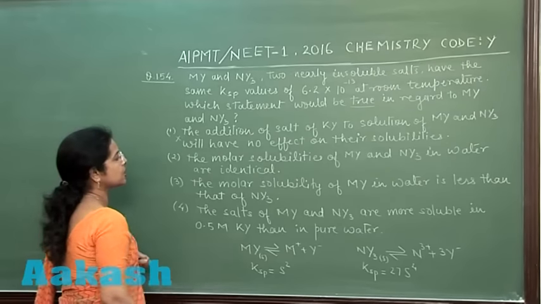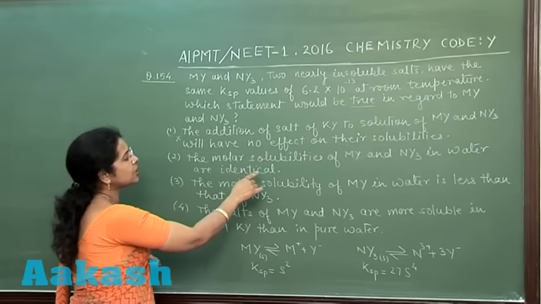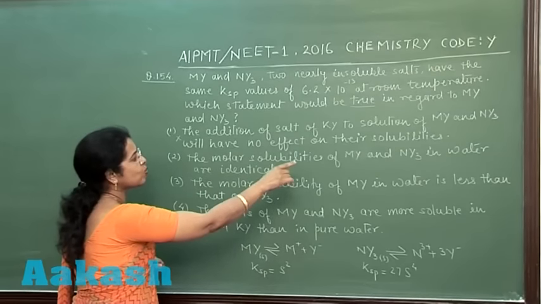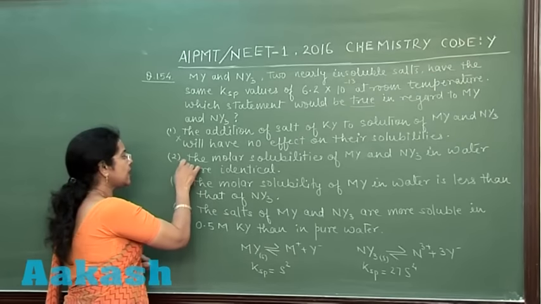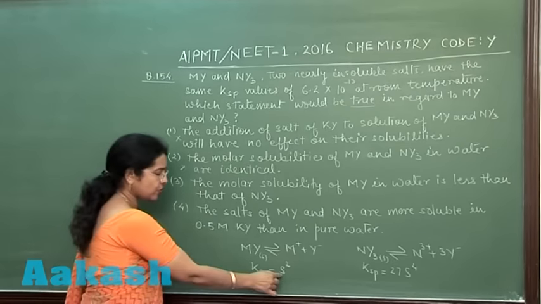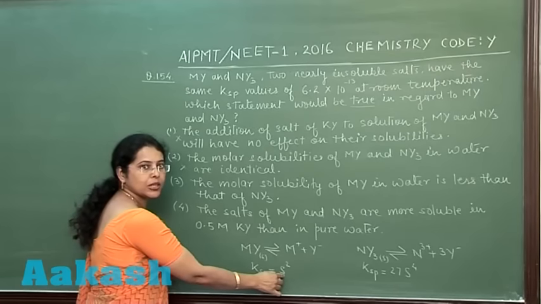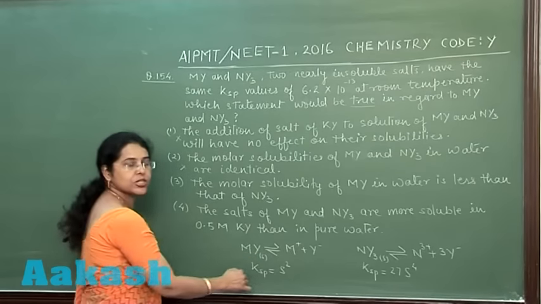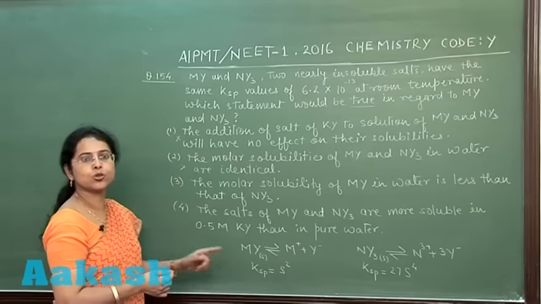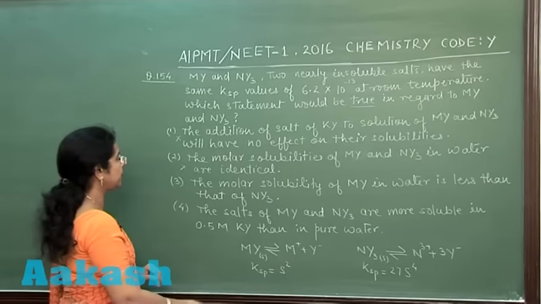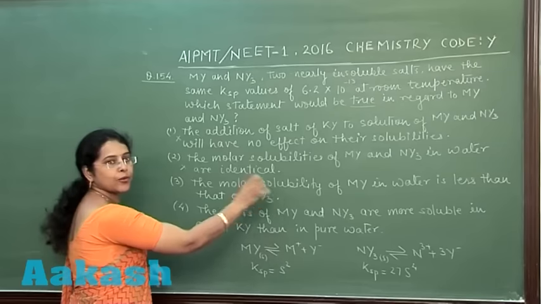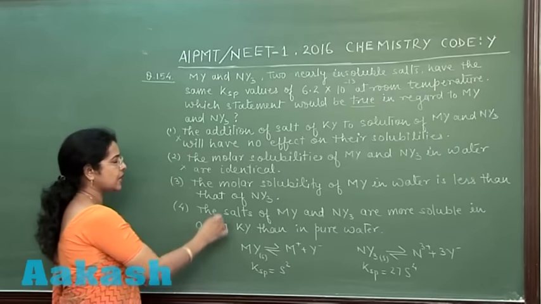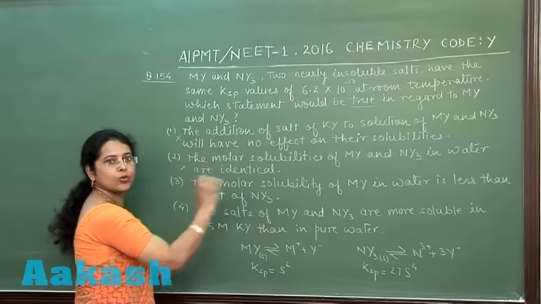Now the next option is the molar solubilities of MY and NY3 in water are identical. This is again an incorrect option, because if we calculate the solubility, even though they have the same value of solubility product, the solubility is coming different. The third option is the molar solubility of MY in water is less than that of NY3.